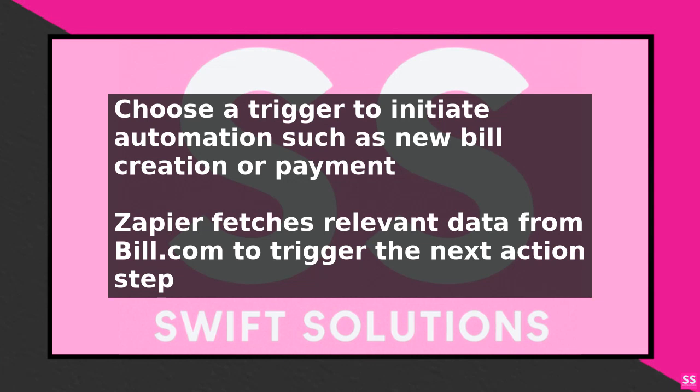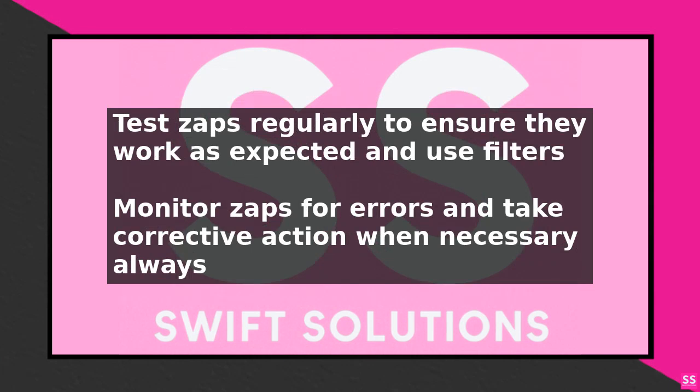Best practices for integrating Bill.com API with Zapier include testing your Zaps regularly to ensure they are working as expected, and using filters to control which data is being passed between apps. It is also important to monitor your Zaps for errors and take corrective action when necessary. By following these steps and best practices, you can create powerful automations that streamline your workflows and increase productivity.